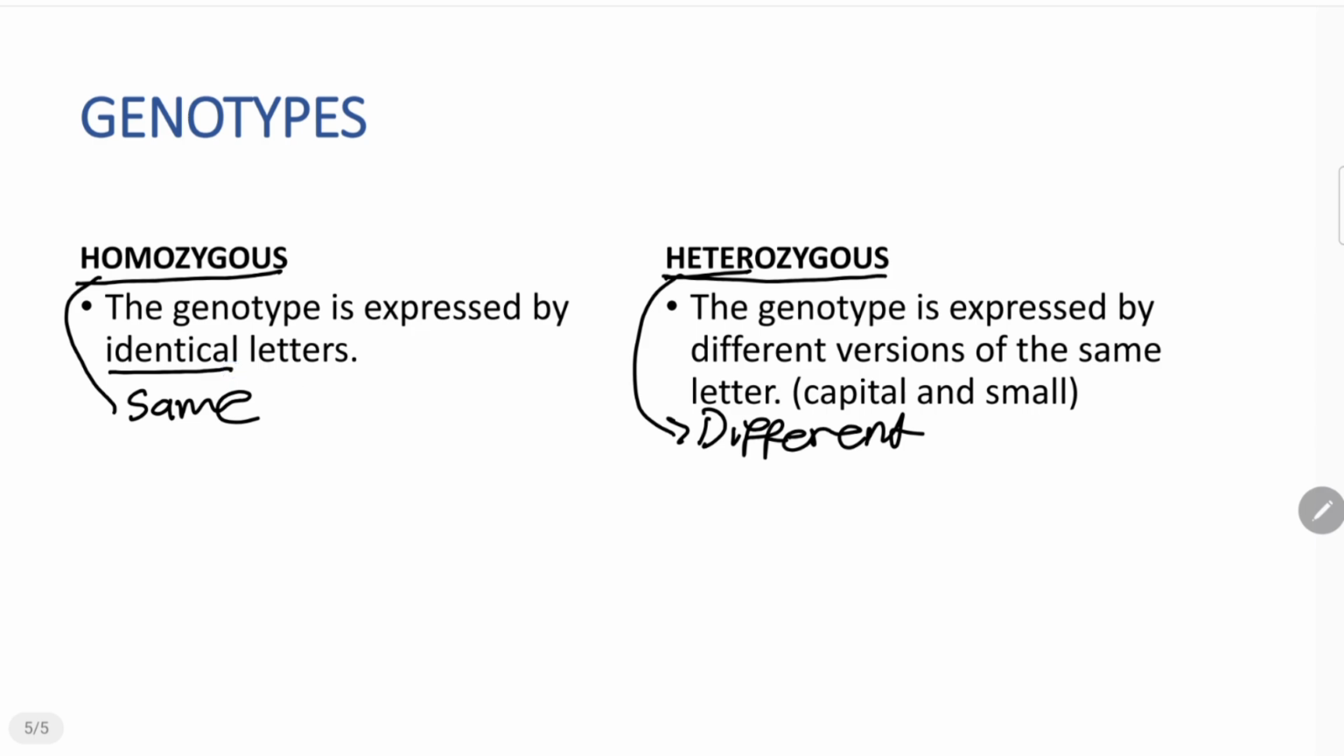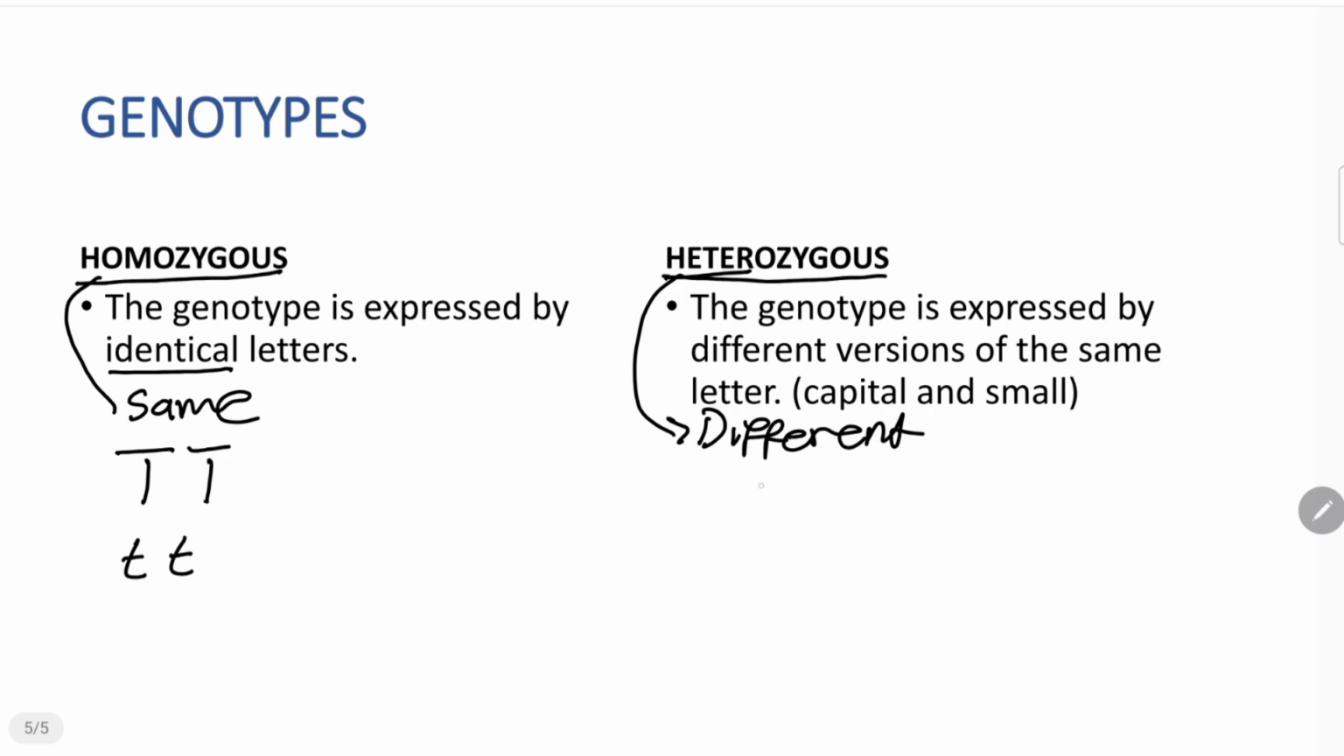So let's come up with an example of a genotype that is homozygous. For tallness, I can give you capital letter T, capital letter T. This genotype is homozygous simply because it is made up of two identical letters. But we also have small letter t, small letter t. This is also homozygous because it is made of identical letters.